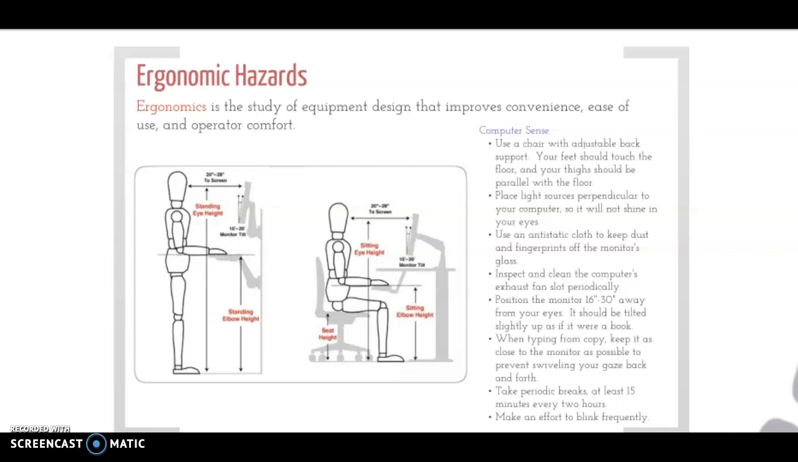You should position the monitor 16 to 30 inches away from your eyes. It should be tilted slightly up as if it was a book. When typing from copy, keep it as close to the monitor as possible to prevent swiveling your gaze back and forth. Take periodic breaks, at least 15 minutes every 2 hours, and make an effort to blink frequently.